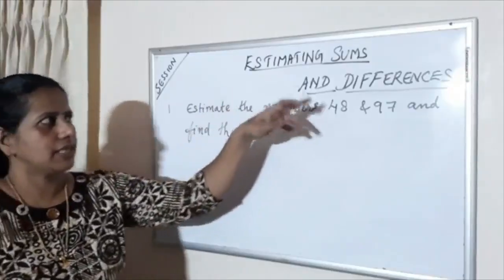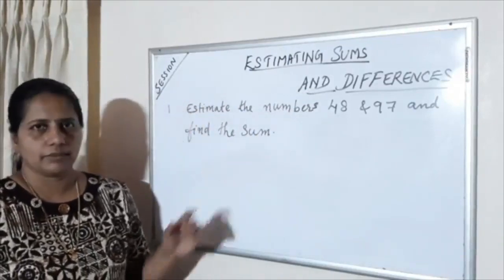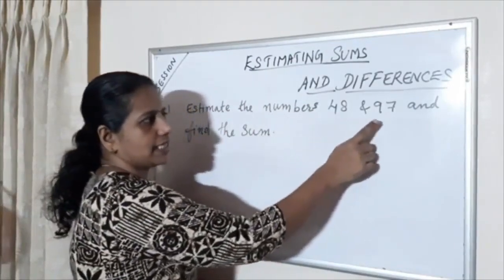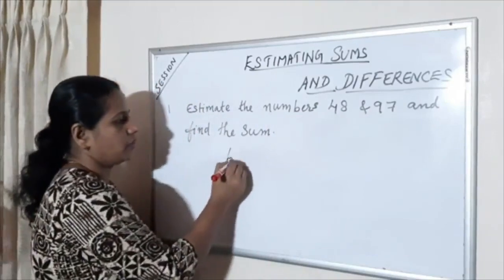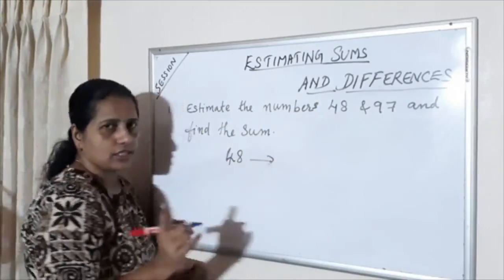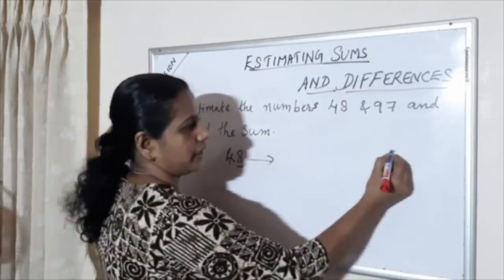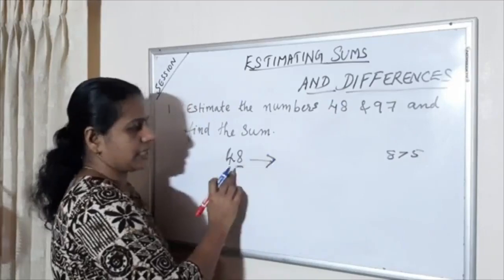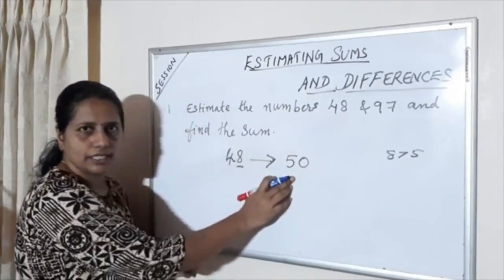Next one, estimating sums and differences, that is operations on estimation. First question, estimate the numbers 48 and 97 and find the sum. So tell me how to estimate 48. What I told you, take the ones place, that is 8. Here 8 is greater than 5. So the next multiple of 10 after 40 is 50. So the estimated number is 50.